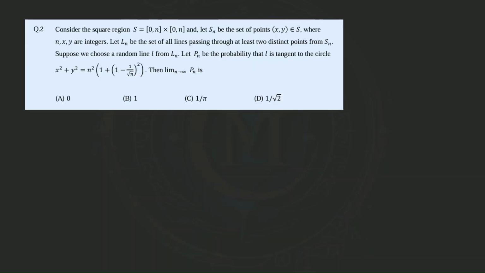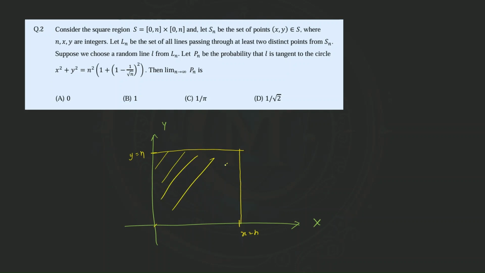This is the second problem of this sample paper. It is saying consider the square region S equal to [0, n] cross [0, n]. So this region is nothing but this square, right? So let's say this is our axis and this is the point x equal to n. This is the point y equal to n, right? So we have this square here. This square region is our S.